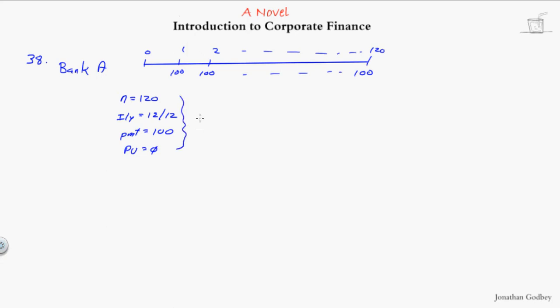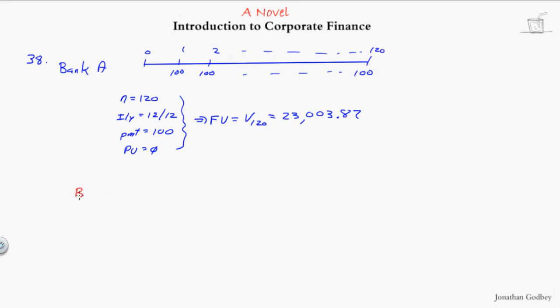I plug all that in, press the future value key. That's the value at month 120, because that's the value when the payments stop, and that's going to be $23,003, and I think I wrote 87 cents. It turns out to be a 1 or a 9. You're probably right and I'm probably wrong.